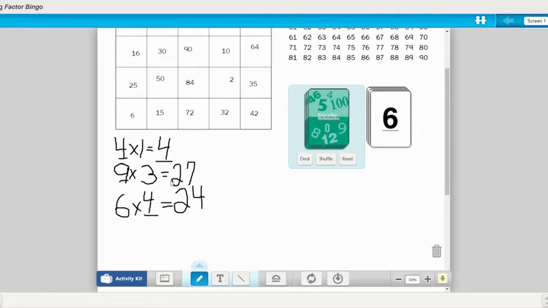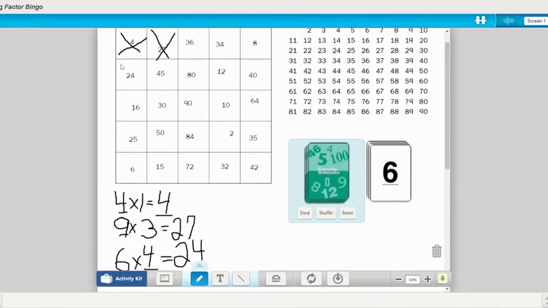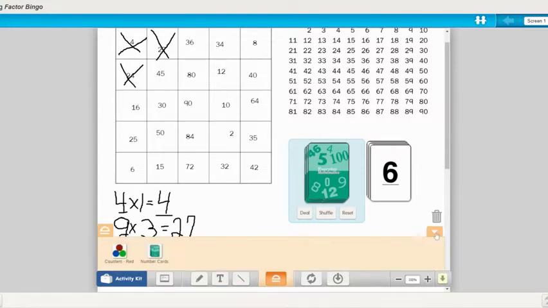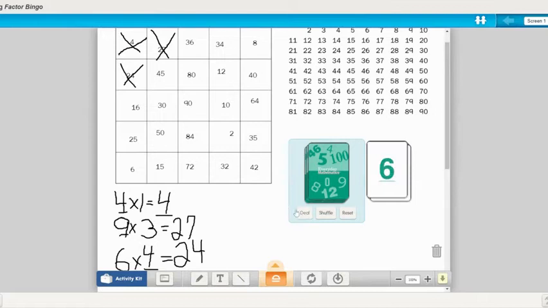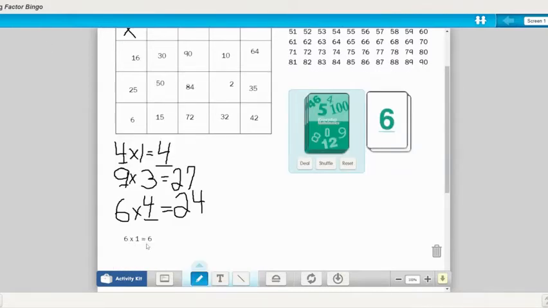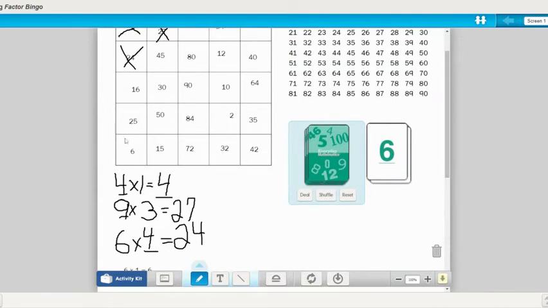This 6 is this card. This 24 is from the board. Cross it out. This 4 is from my factor knowledge. Now, here's our next card. It's another 6, which is fine. 6 times 1, and then I'm going to use it for a product of 6. On my screen, you can see, oh, that will be right here.